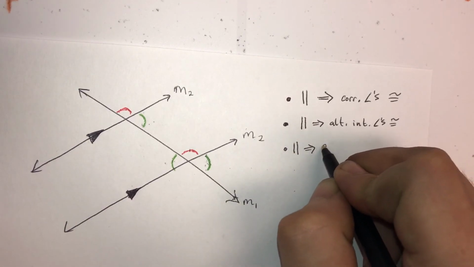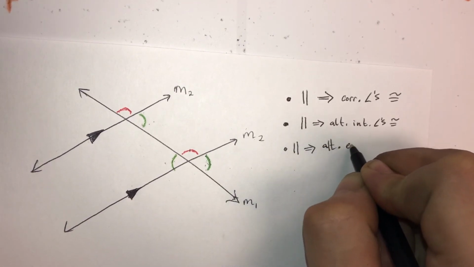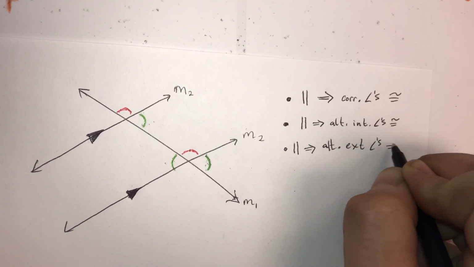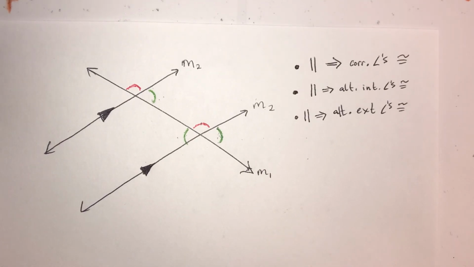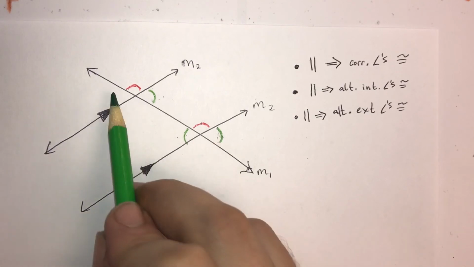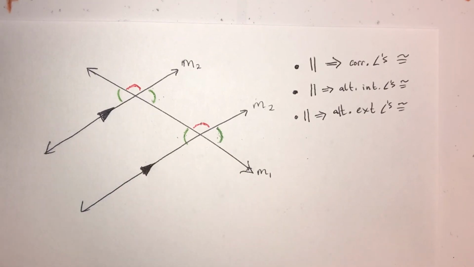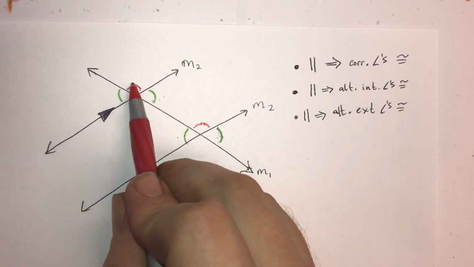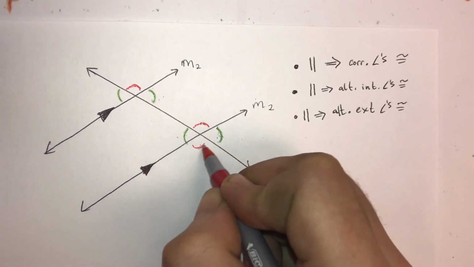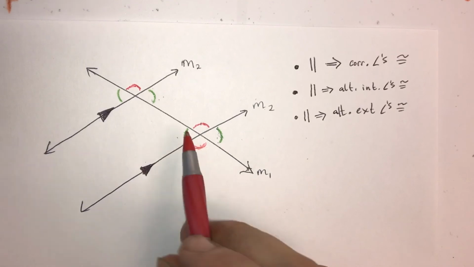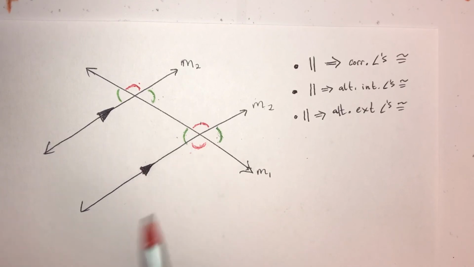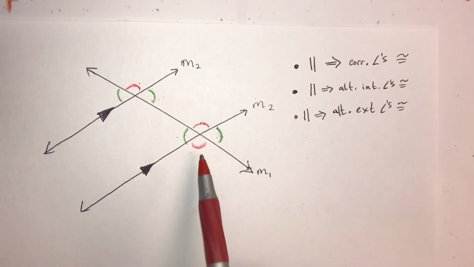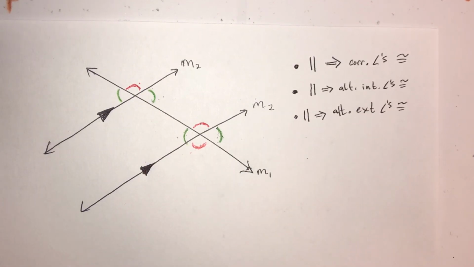Alternate exterior angles are congruent. So I'm going to write alt-ext angles congruent. Interesting. Alternate exterior angles are congruent. Well, that means that this angle and this angle, those are alternate exterior angles. Also, this angle and this angle are alternate exterior angles. How could we prove that? Well, these angles are corresponding and these angles are vertical. So by the transitive property of congruence, this is congruent to this. So really the same argument as the alternate interior angles.